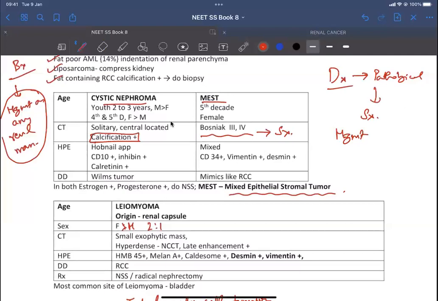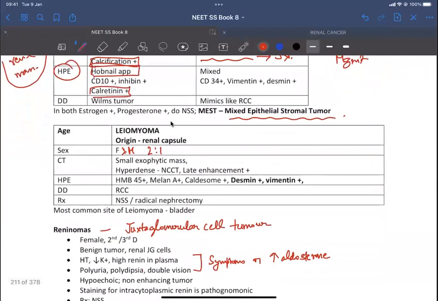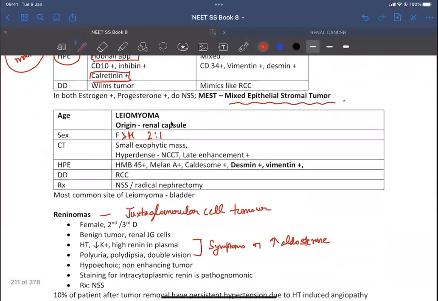So all you need to know are a few points for MCQs. What are they? Who are they common in, males or females, and at which age? And if they've got any weird cytogenetic or immunohistochemical staining, then that will have to be remembered. Like cystic nephroma has a hobnail appearance and is calretinin positive. So that's something you'll have to remember. Fortunately, that is just memory. Not a lot you can do about it.